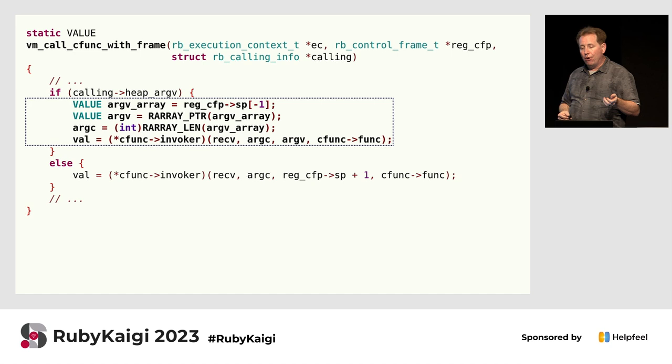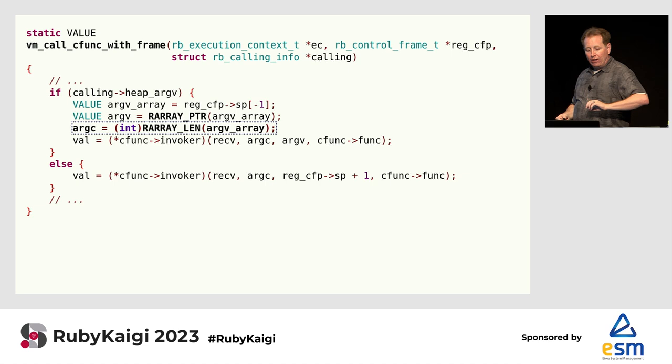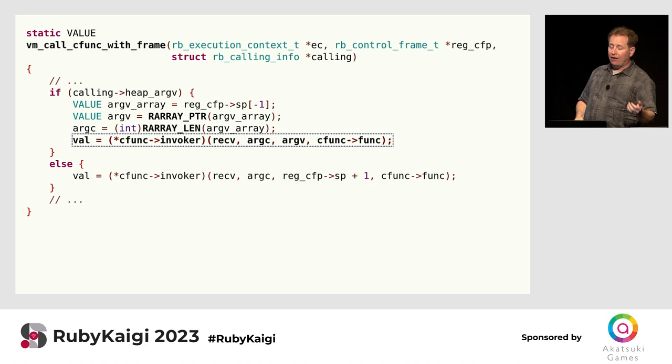We get a pointer to the temporary array of arguments. Now that pointer is located on the stack. We then get a pointer to the first element of that temporary array. Now that is located on the heap. We use the length of the temporary array as the number of method arguments, and then we call the C function using the correct number of arguments and a pointer to the first element of that Ruby array.